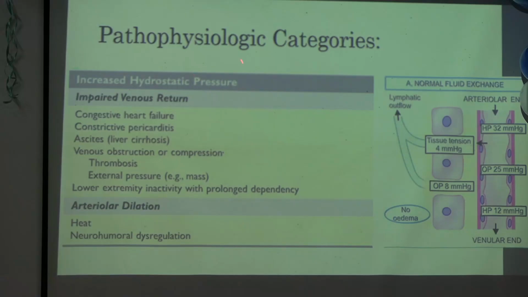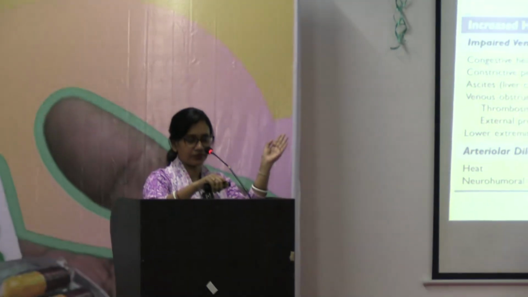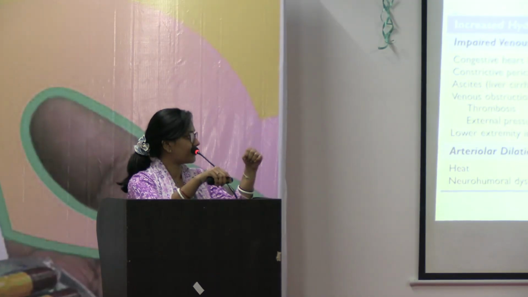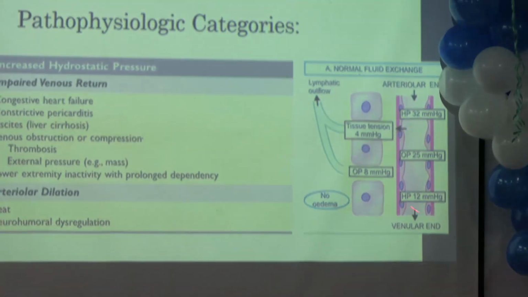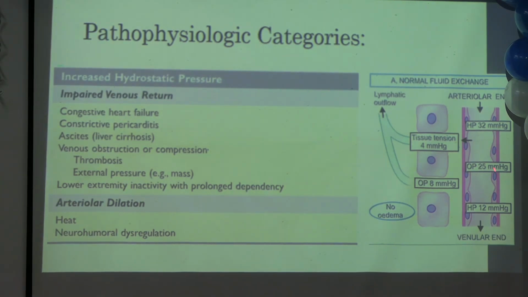So when will this hydrostatic pressure increase? One, it can increase because of dilatation at the arteriolar end. When the vessel dilates at the arterial end, there will be more inflow of blood and more extravasation of the fluid. Next, another cause can be that at the venular end there can be congestion or constriction. If there is constriction, there will be accumulation of more fluid within the vessel, leading to more movement of the fluid into the interstitium.